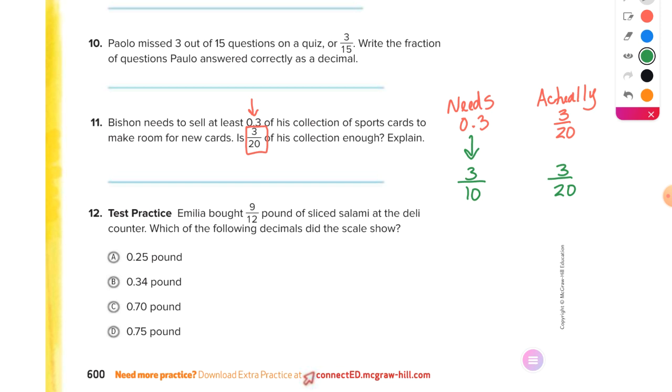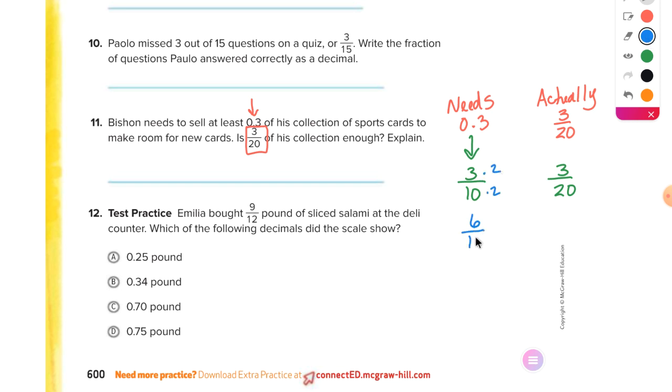I could change either one of them. Which one's going to be the easiest to change? A 10 into a 20 or a 20 into a 10? Okay, because that I would have to divide that 3 by 2 if I go the other way. So I'm going to do times 2 times 2.